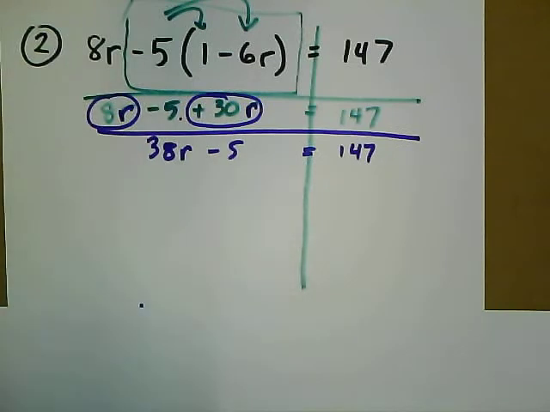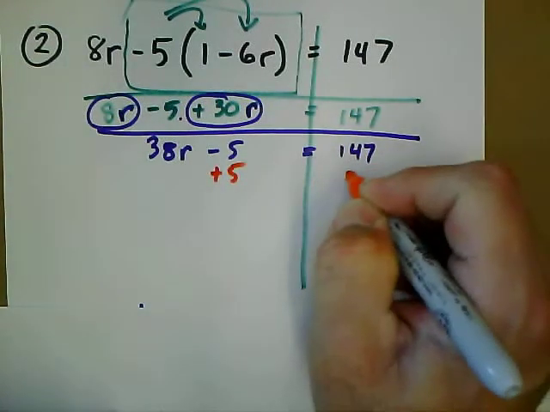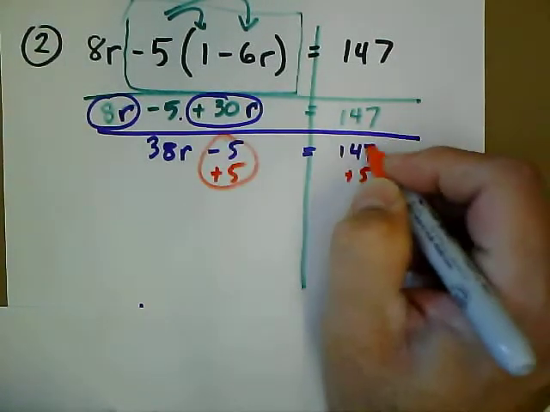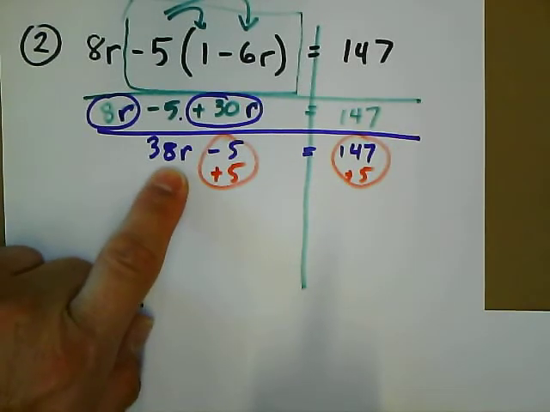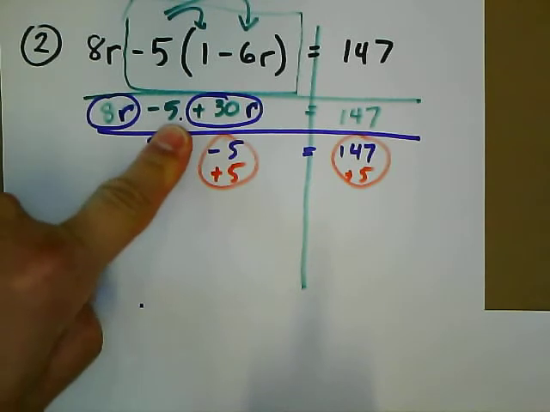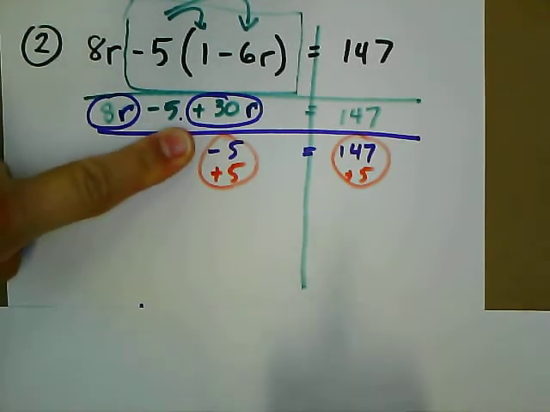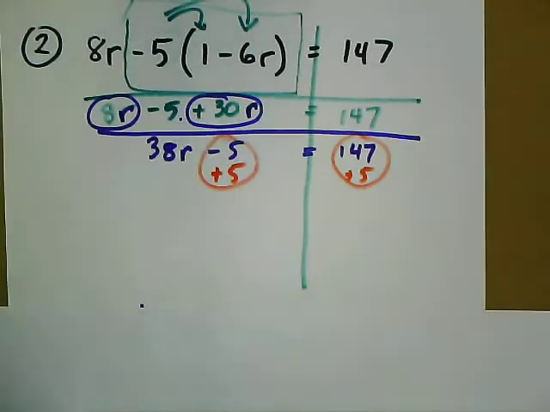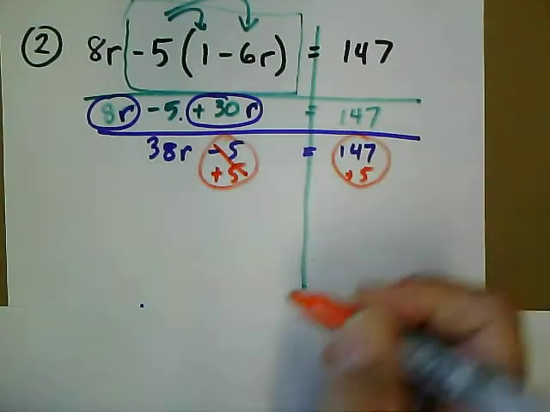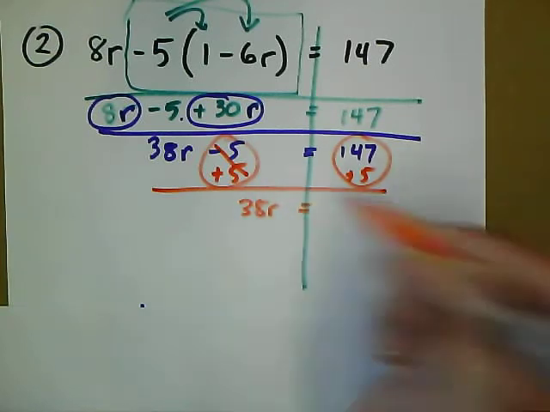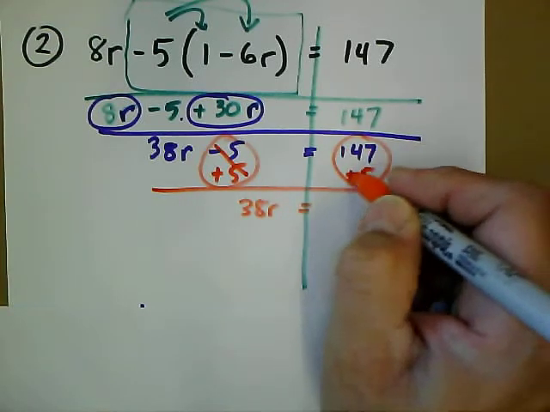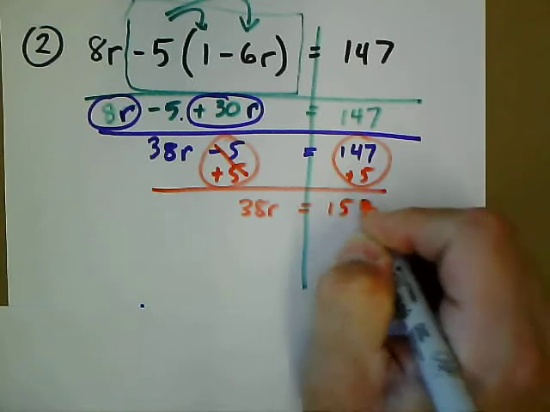This says minus 5, so I'm going to add 5. Cover up the number that is exactly next to the R. Cover up that whole thing. Cover up the R and the numbers that are attached to it, and you can clearly see what you have to add and subtract. Our opposite operations are gone. That 38R comes down. And 147 plus 5 is 152.